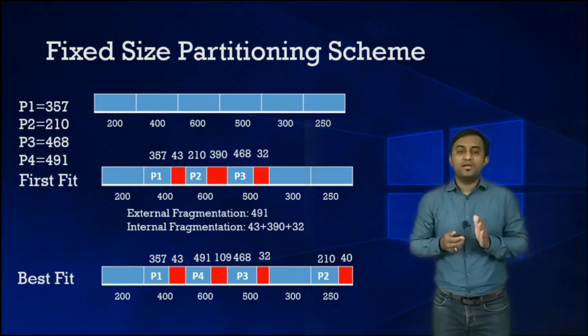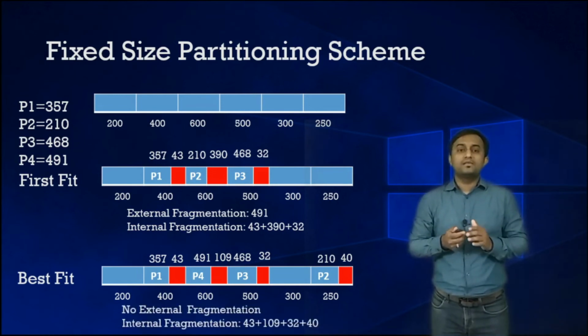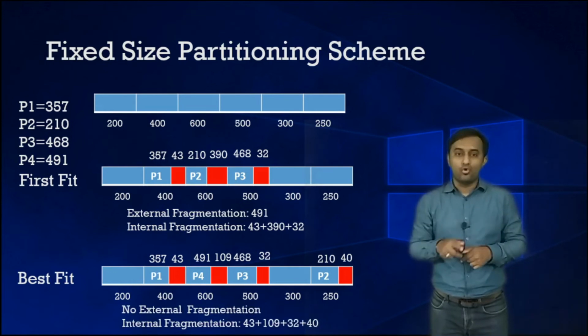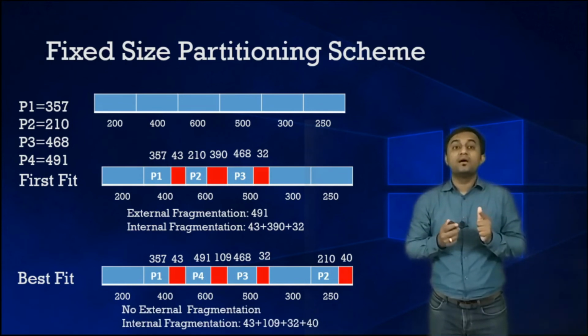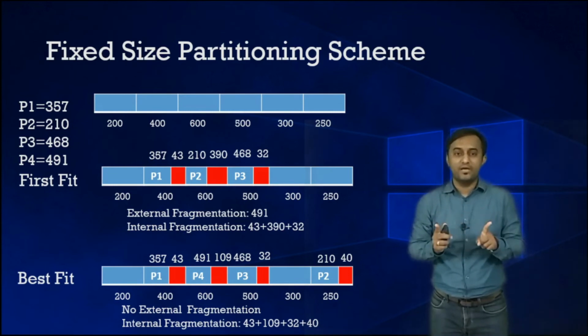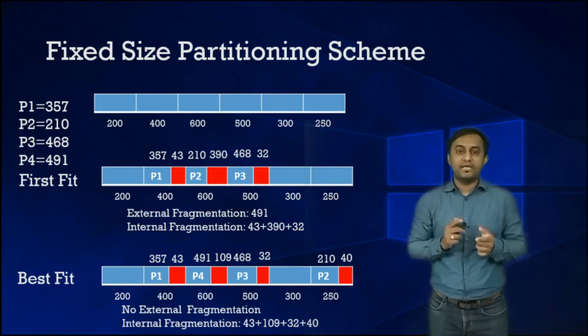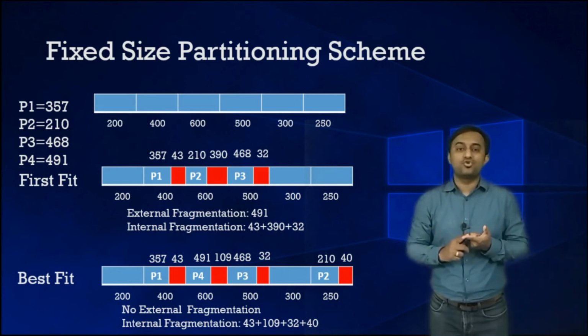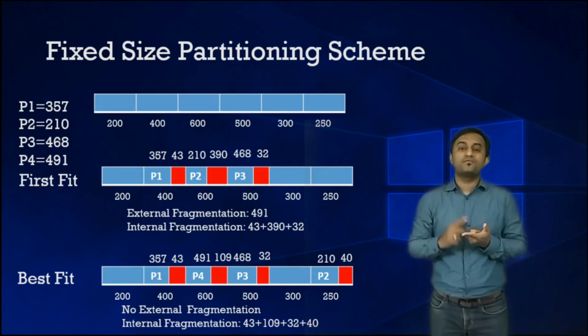So in this particular algorithm, is there any external fragmentation? The answer is no. Why? Because all the requested processes can be accommodated in the available memory. Okay, so there is no external fragmentation, but yes, there is internal fragmentation. So how much internal fragmentation does it contain? 43 plus 109 plus 32 plus 40. If you sum these values, that is the internal fragmentation.